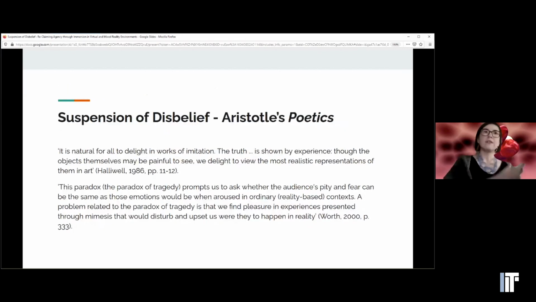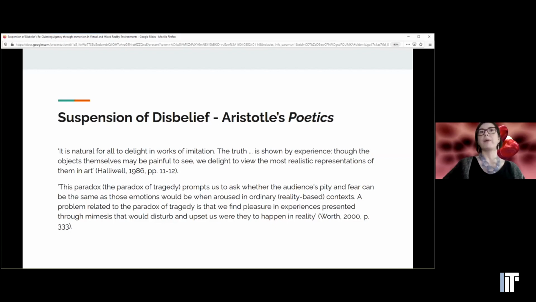On the other side of the spectrum is the suspension of disbelief, which I'm conceptualizing from Aristotle's Poetics. So it is natural for all to delight in works of imitation. The truth is shown by experience, though the objects themselves may be painful to see. We delight to view the most realistic representations of them in art.